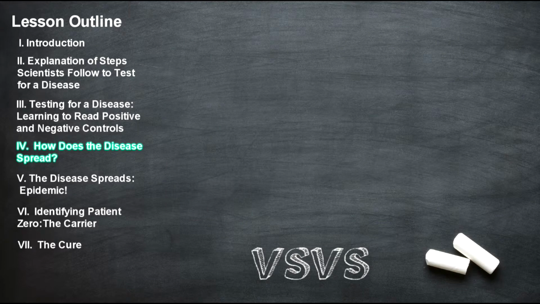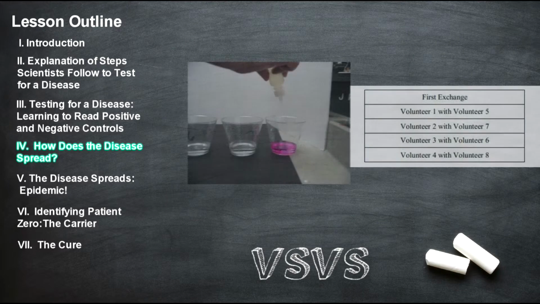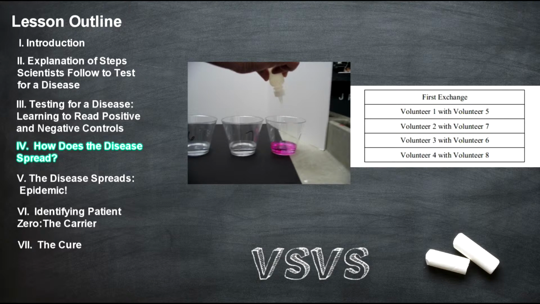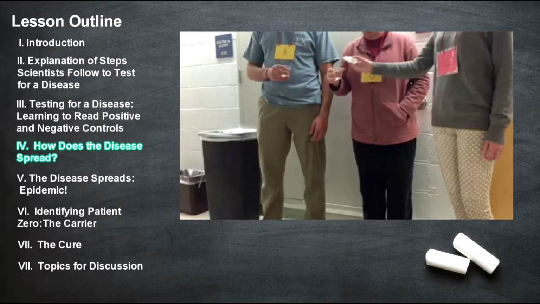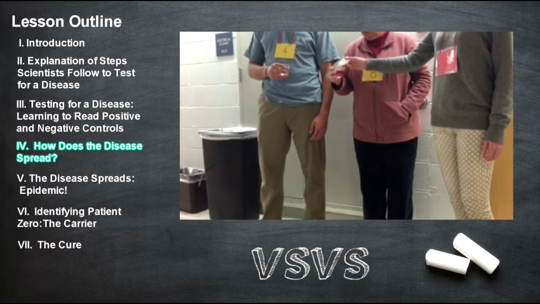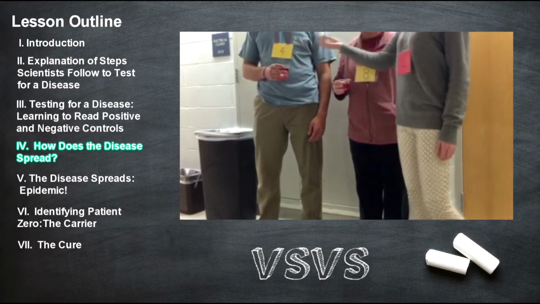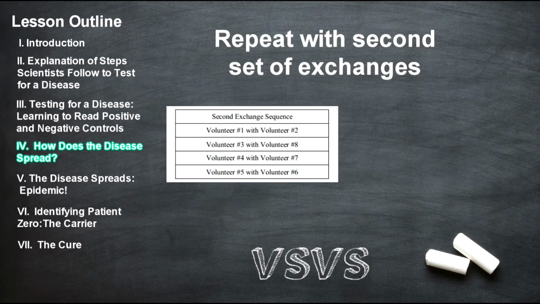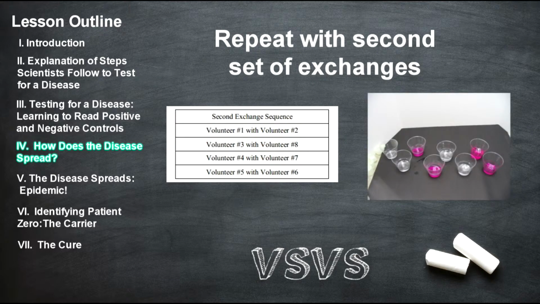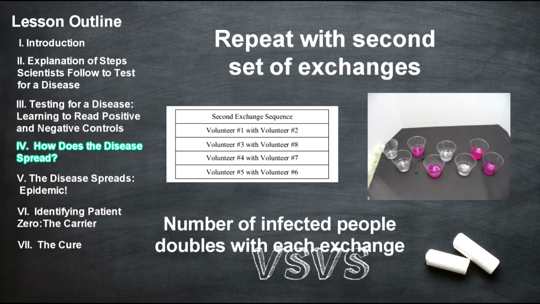After the students have finished exchanging, tell them that cup 8 was the infected cup. See if the students can deduce which students should be infected by looking at the exchange chart on the board. Then add the indicator to determine if they are correct. Repeat this process with the second set of exchanges. After the second set of exchanges, there should be 4 infected people. Explain to students that the number of infected people doubles with each exchange.